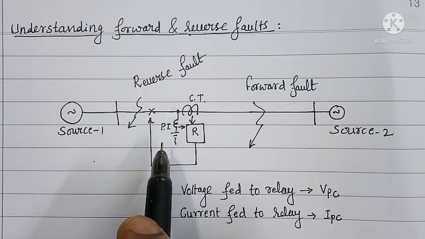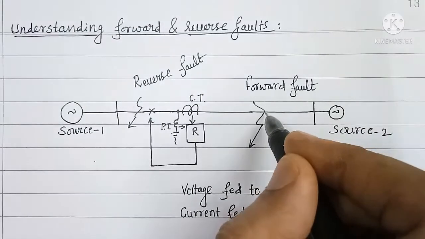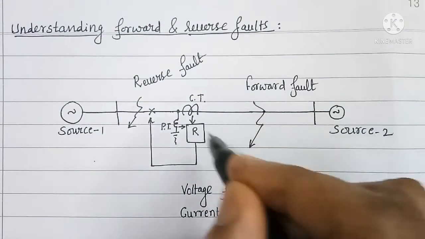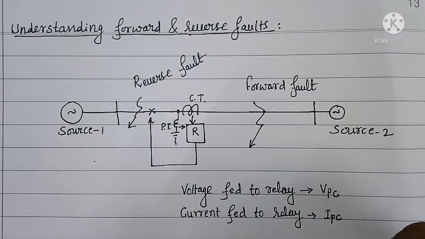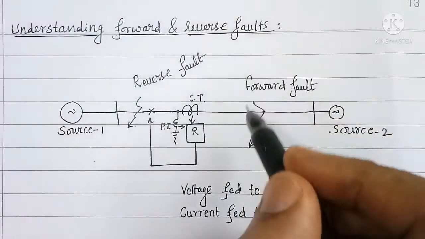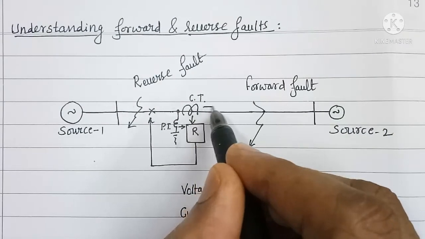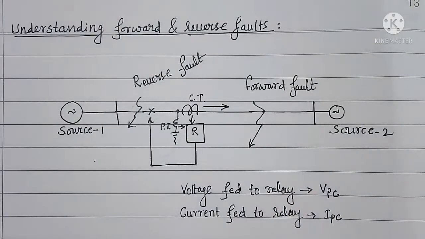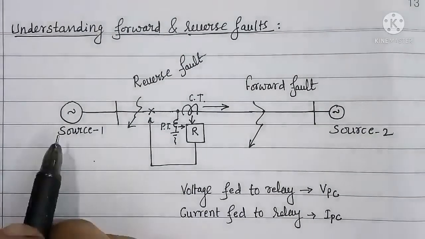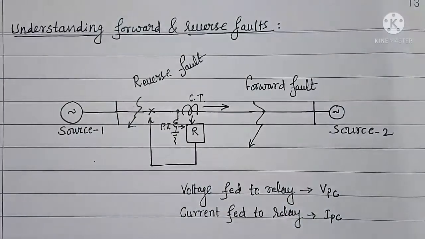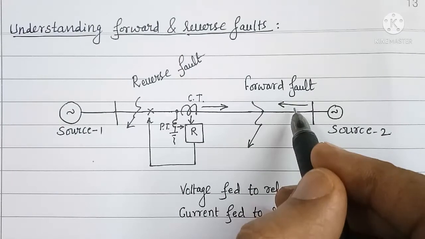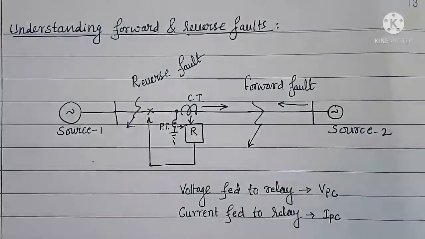Let us say a fault occurs to the right of circuit breaker. In that case, through the CT, current will be flowing towards the fault. That is from source 1. And the source 2 will also feed the fault.